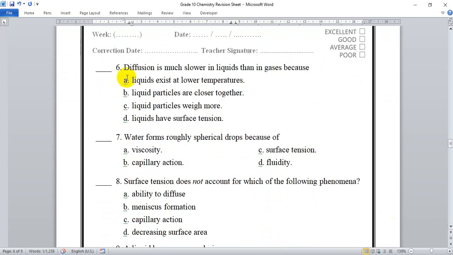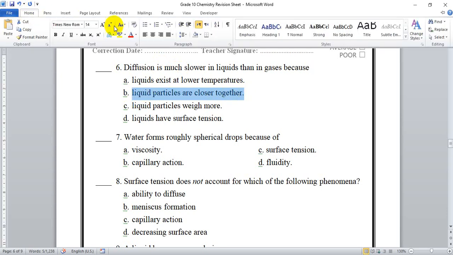Diffusion is much slower in liquids than in gases because liquids exist at lower temperature, liquid particles are closer together, liquid particles weigh more, or liquids have surface tension. So diffusion is slower because liquid particles are closer together. Choice B.